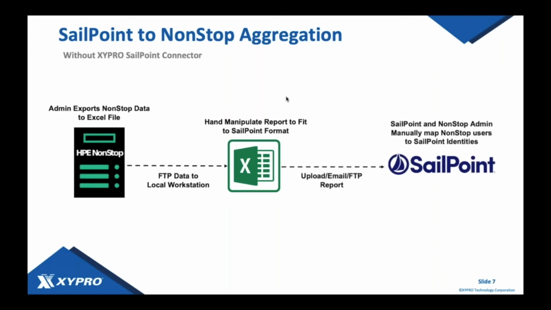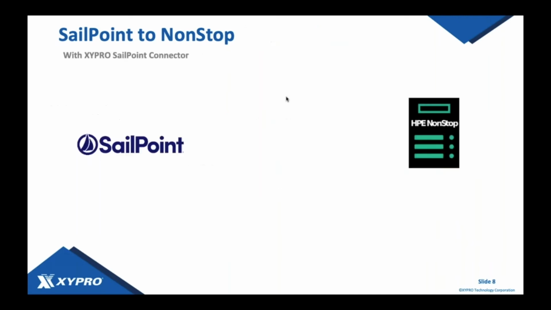So what we want to do is eliminate that manual effort. Why do we have to generate a file, download it, format it, and then re-upload it into SailPoint and then go through and map each one of the user IDs? Why can't SailPoint just query NonStop, pull all of the user IDs, and do the mapping itself? And that's what our XYGATE Identity Connector will allow you to do. SailPoint can reach out to the NonStop and automatically pull all of the user IDs or a subset of user IDs you define, bring those back to SailPoint, and then map them to SailPoint identities.